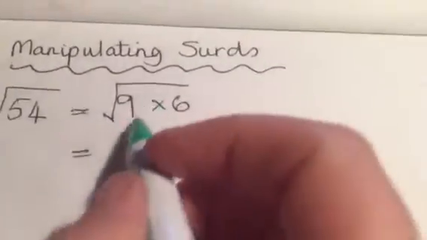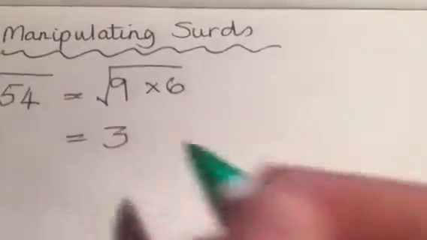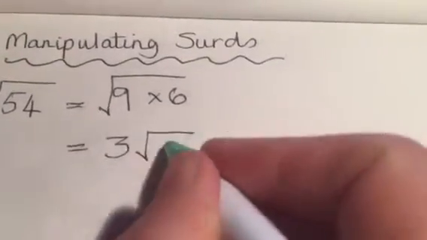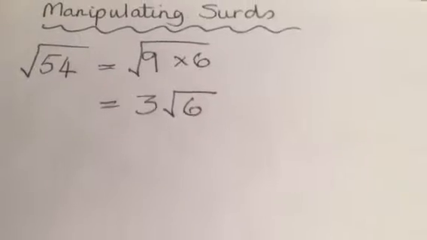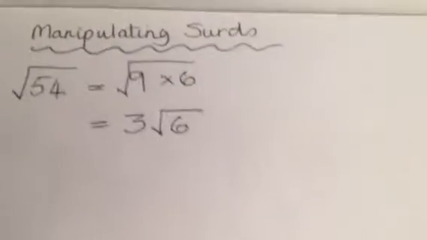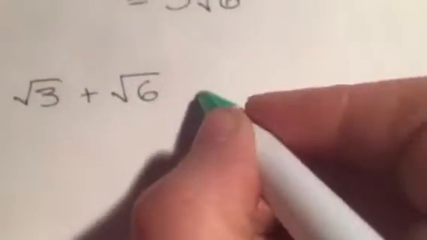So I can square root 9. So the square root of 9 is 3. The 6 I can't square root, so that stays under the square root sign. Watch out for adding, because if I have something like the square root of 3 plus the square root of 6, that cannot be tidied up.